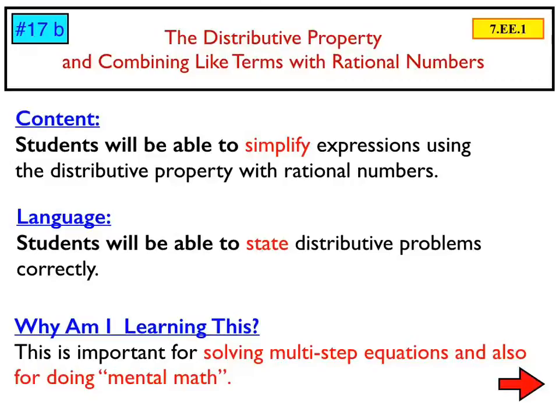Lesson 17B is distributive property, along with combining like terms like we did yesterday. This is the third time this year that we've visited distributive property. We did it with integers, then decimals, and here we are back with positive and negative fractions. So we're going to just practice simplifying them and reading those problems correctly. Okay?